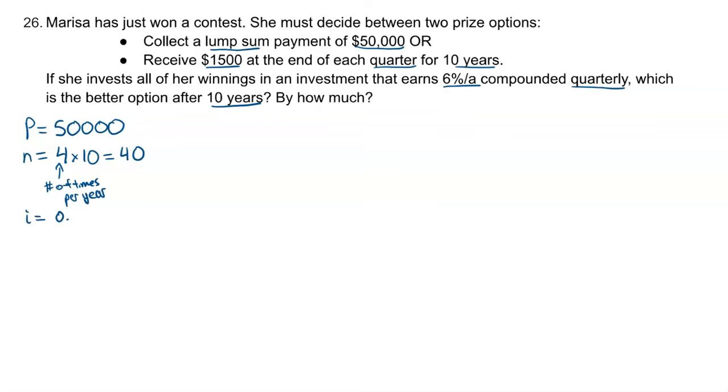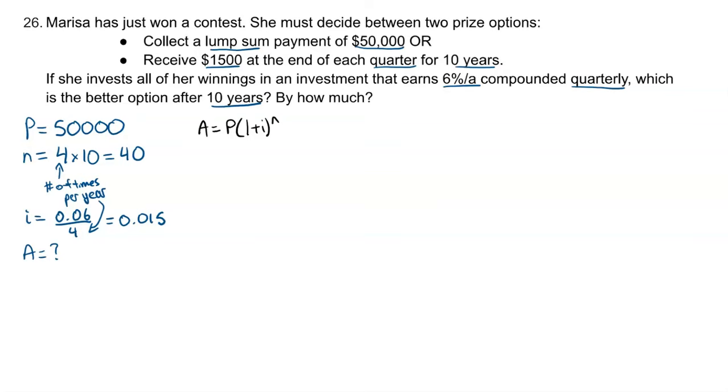The interest rate is 6% per annum compounded quarterly. So we write that as a decimal and divide it by 4. And what we do is we then make sure we divide the I by the same value that we multiply the N by, the number of years by. So we get I is 0.015, and we're trying to find the future amount. In 10 years' time, how much is it going to be worth?